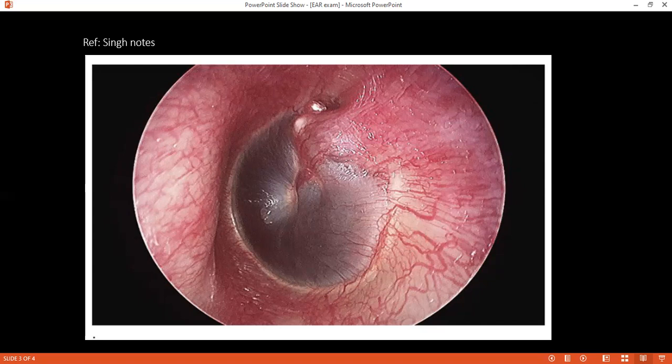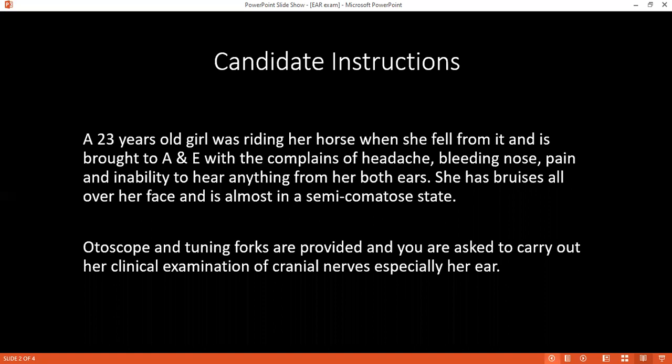So today I've examined a 23-year-old young girl's cranial nerves and ears. I noticed that bone conduction is better than air conduction. That is a negative Rinne's test. And what is your provisional diagnosis? Sound heard louder in the affected ear. So depending on that, my provisional diagnosis is unilateral conductive hearing loss. And on otoscopy, I found that there is a hemotympanum. So it suggests there may be a fracture of the base of the skull.